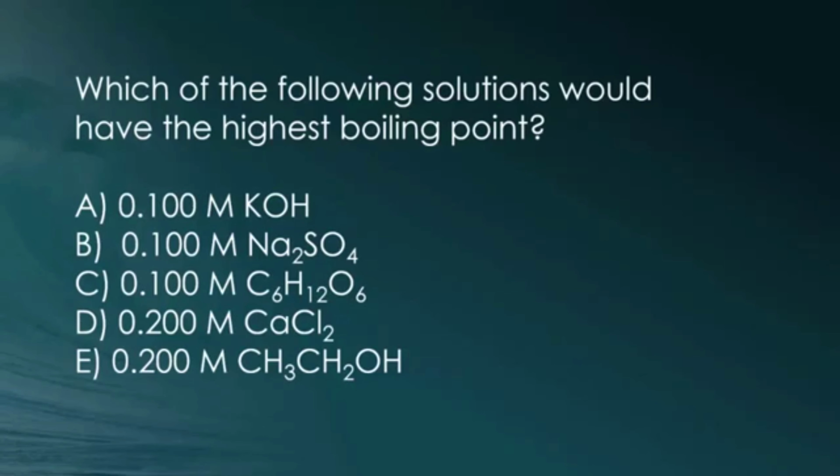Let's look at this question. In this question, we want to know which has the highest boiling point or the greatest effect. So this big capital M represents the concentration of the solutions. So first we want to find the most concentrated solutions. So 0.2 has a greater concentration than 0.1. And between our two options, D is an ionic compound with three ions, while E is covalent. That is why D is the best choice. It has the most particles. It has three particles at 0.2 molarity, while E only has one particle at 0.2 molarity.